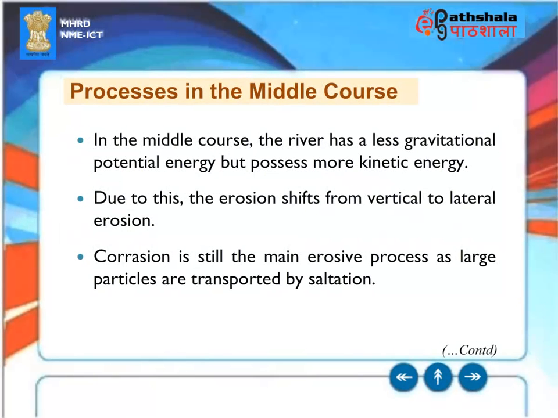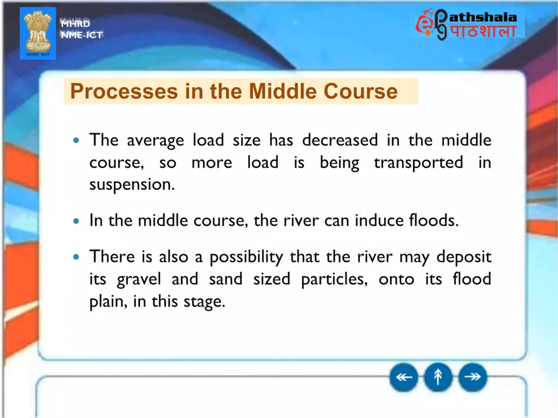Processes in the middle course. In the middle course, the river has less gravitational potential energy but possesses more kinetic energy. Due to this, the erosion shifts from vertical to lateral erosion. Corrasion is still the main erosive process as large particles are transported by saltation. The average load size has decreased in the middle course, so more load is being transported in suspension.